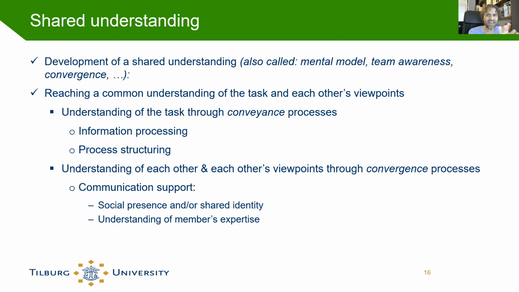And if you read basically any paper about virtual teams, if you read practical cases about how social media can support virtual teams, it all boils down to, okay, you have to make sure that people like each other and that they know who everyone is, and you have to make sure that they are able to work on the task. And every social media application in organizations is there to support those two processes by means of offering information processing, process structure, and communication support.